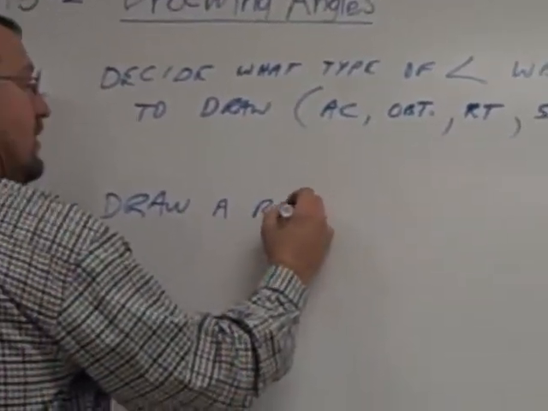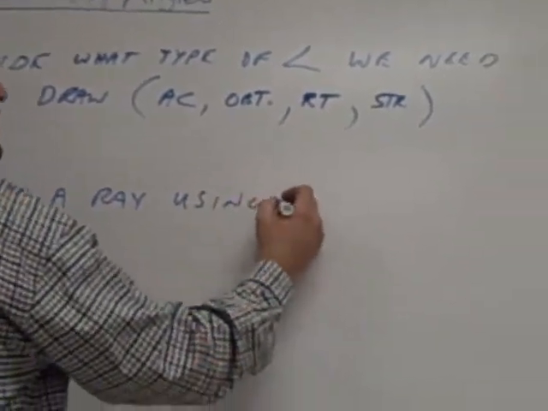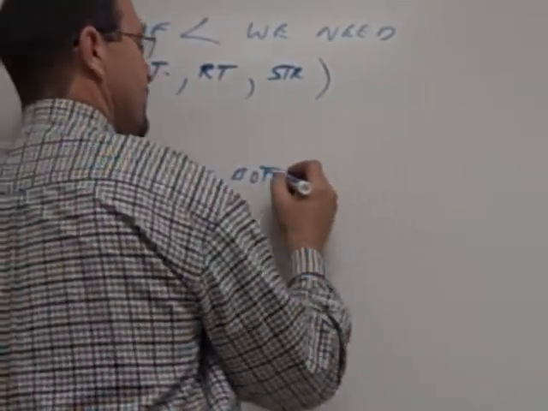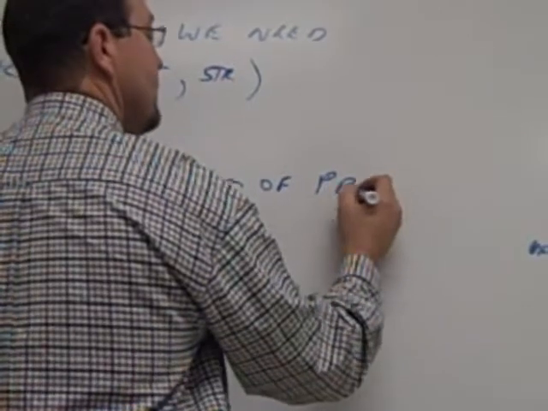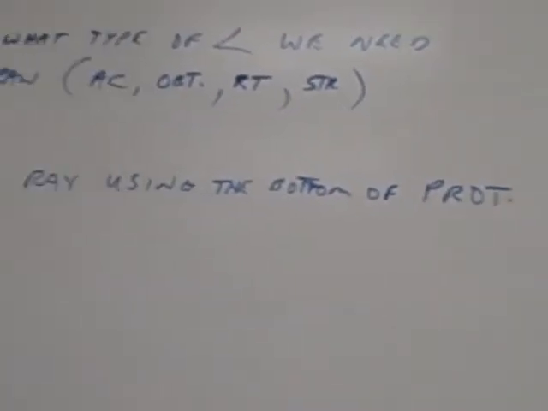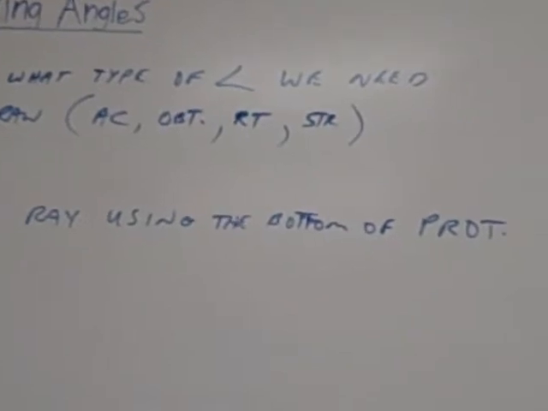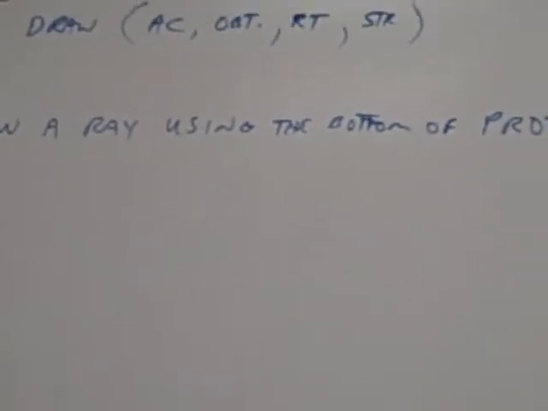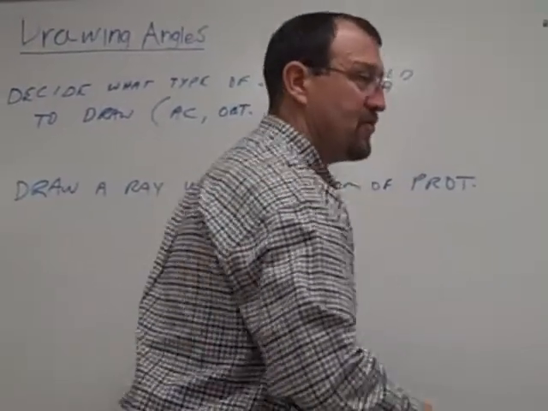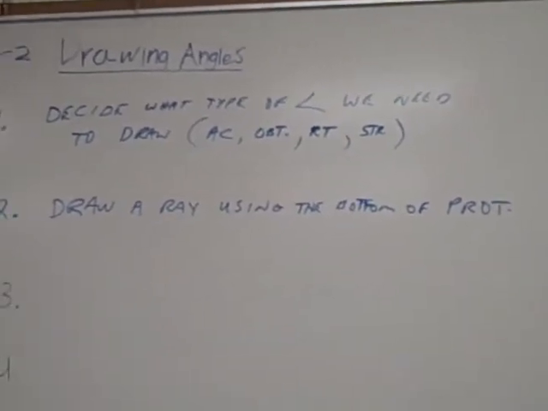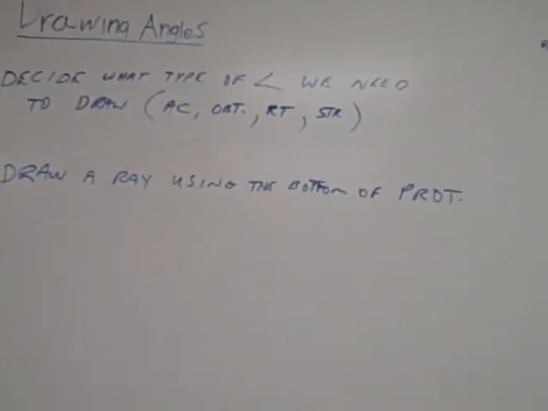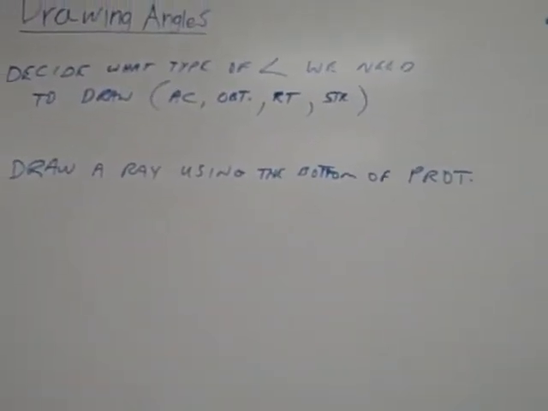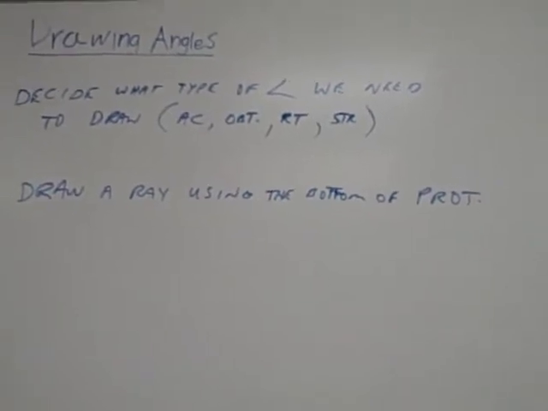All right. Step 2. Draw a ray using the bottom of the protractor. In other words, don't freehand drawing a ray. So way down there at the bottom, giving yourself room, we're going to be working this one. So give yourself some room, write down 33 degrees, and we're going to do this together.